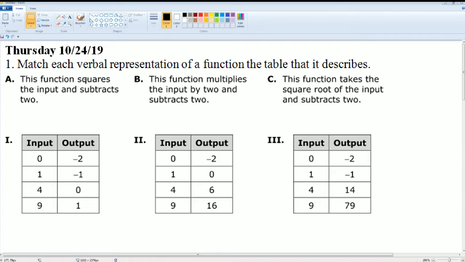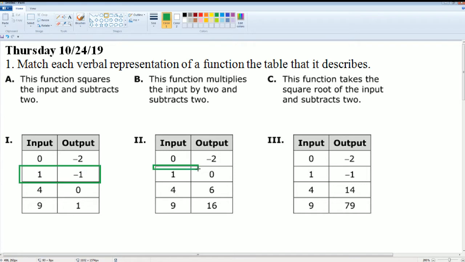All right, so the function squares the input and subtracts 2. Let's just look for some inputs. Wow, look, the input is 0 and the output is -2 in all of them. Do you even want to look at that? No, they're all the same, so let's not even look at that. For this one, if you have an input of 1, your output is -1. That works. That's a good one.